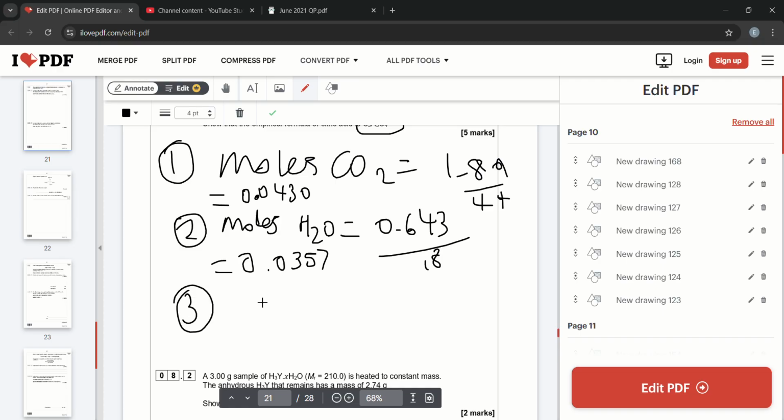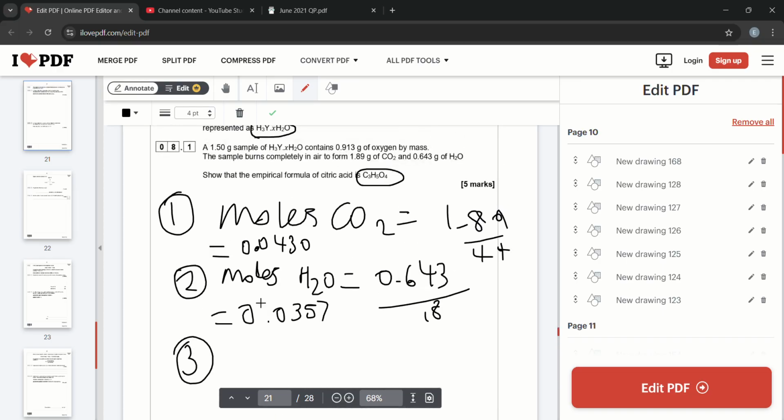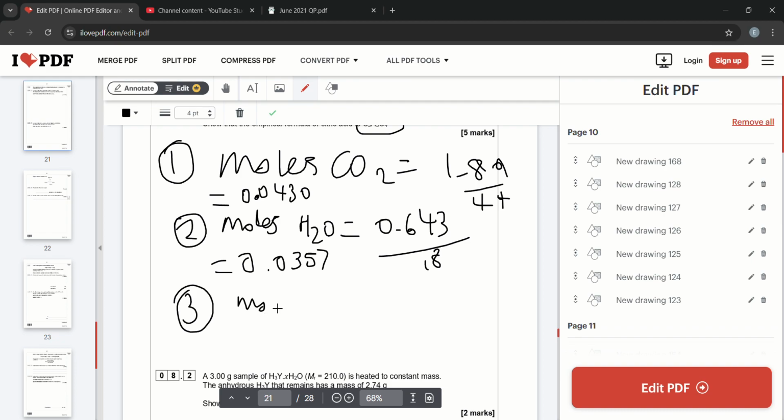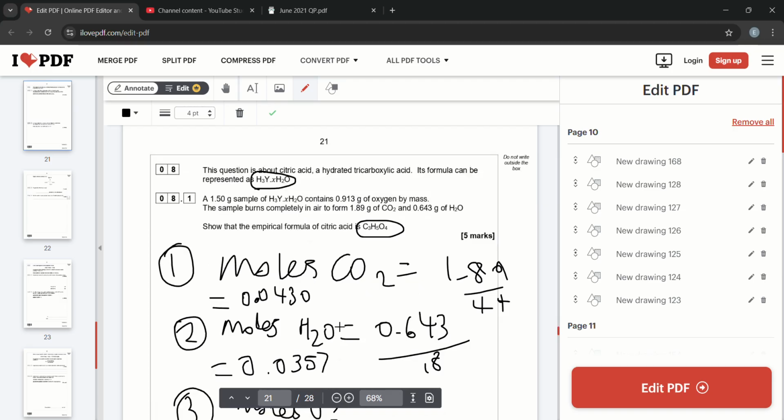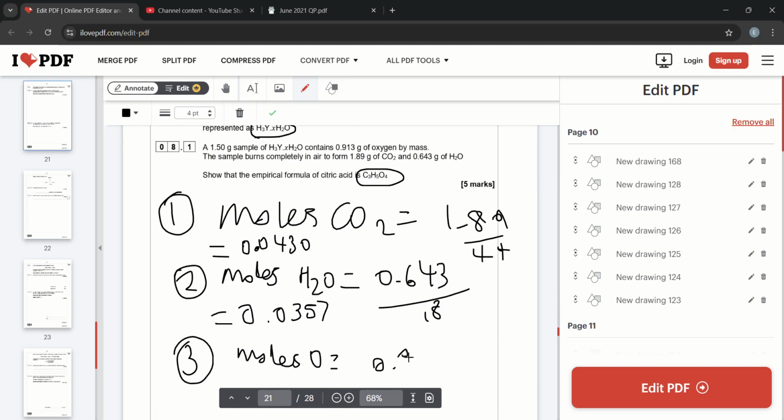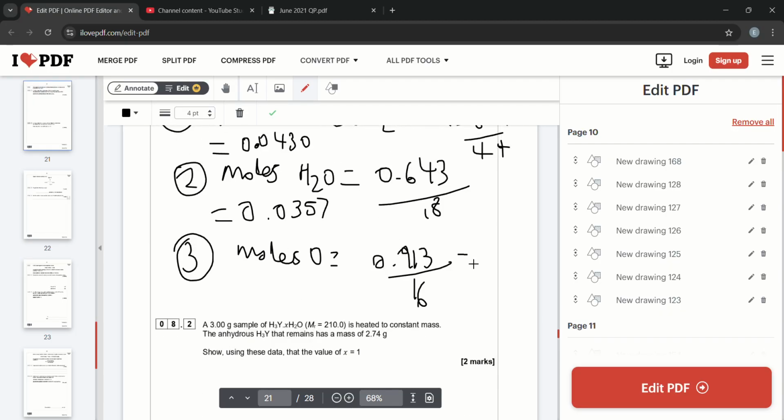Now we need to find out the moles of hydrogen and oxygen. To find out the moles of oxygen, that's going to be very easy. 0.913 divided by 16, which will give me 0.057.